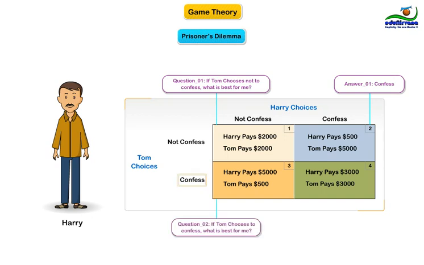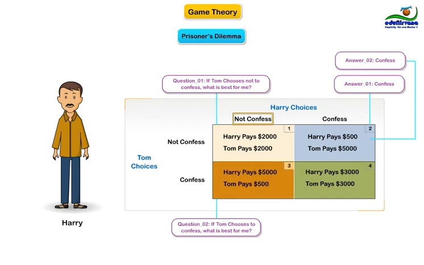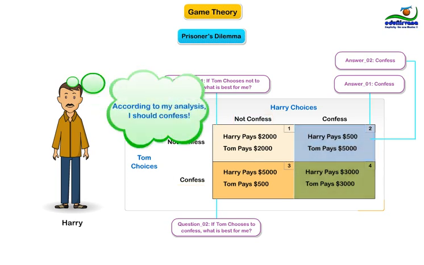If Tom chooses to confess, what is the best thing for me to do? The answer is to confess, because if I do not confess, I will end up in box 3 paying $5,000. But if I confess, I will pay $3,000. No doubt about it. If Tom chooses to confess, I should confess. So, no matter what Tom chooses to do, confess or not to confess, he is always better off if he confesses. Harry decides to confess to the crime.